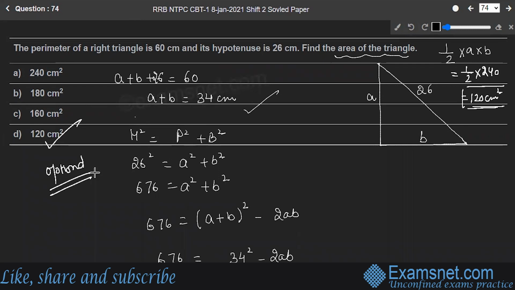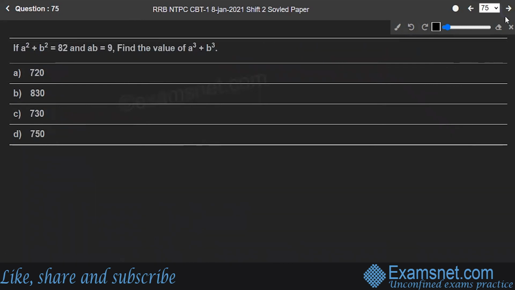Hope you understood this. Next is question number 75. It says if a square plus b square is 82, ab is 9, then a cube plus b cube is equal to. Okay, so let's write down some things. First is a square plus b square is equal to 82 and ab is equal to 9. What you have to find out is a cube plus b cube.